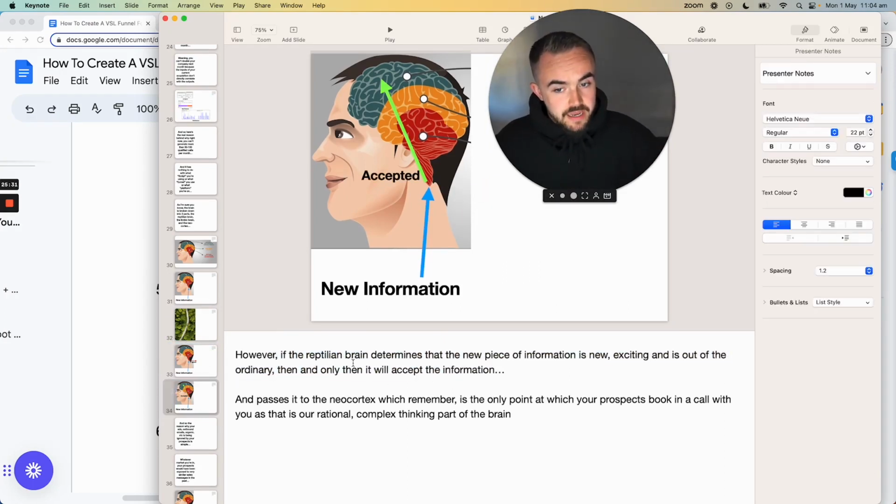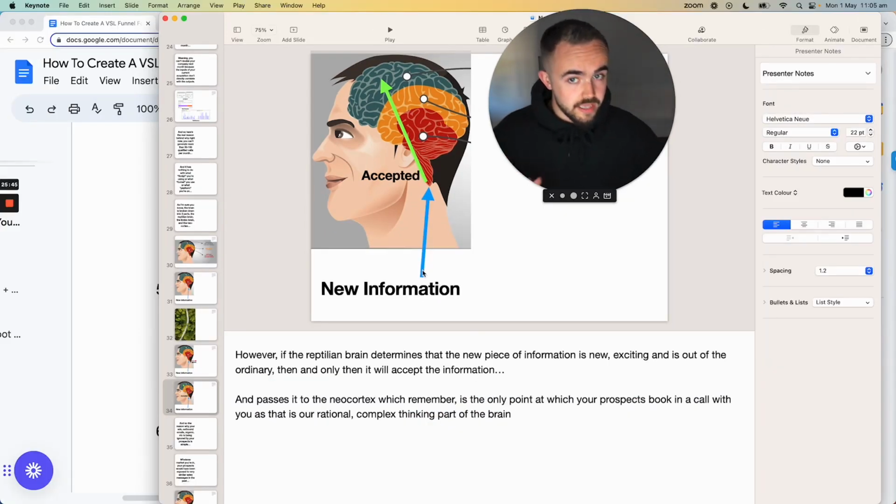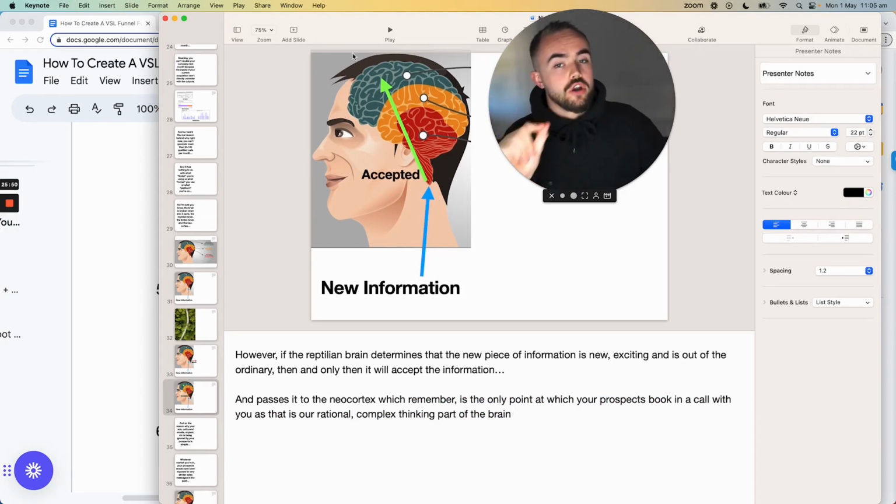However, on the flip side, if the reptilian brain determines that the new piece of information is new, exciting, and out of the ordinary, then and only then will it accept the new piece of information and send it to this top part of the brain, which is the neocortex. By the way, as a side note, when the information lands in the prospect's neocortex, that's the point at which they book a call with you.